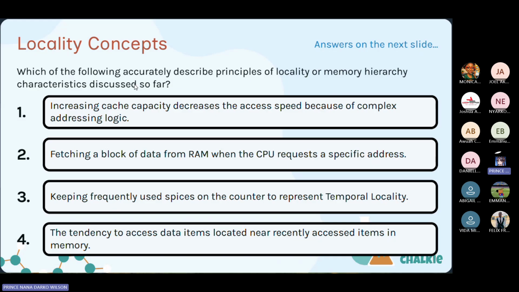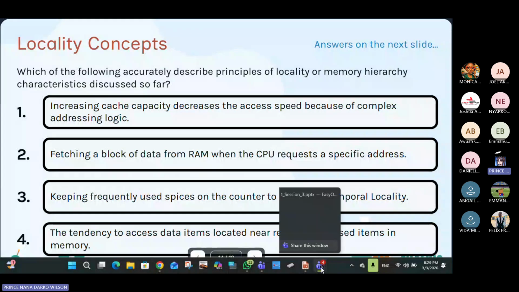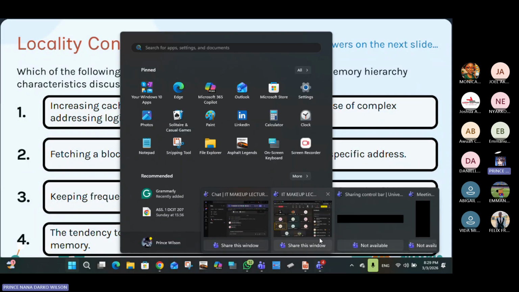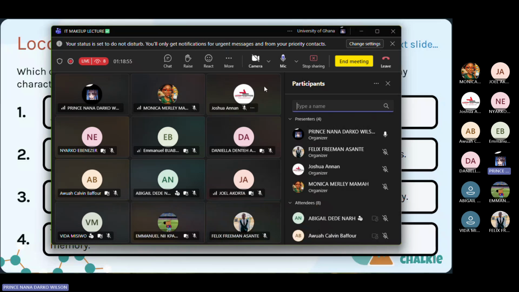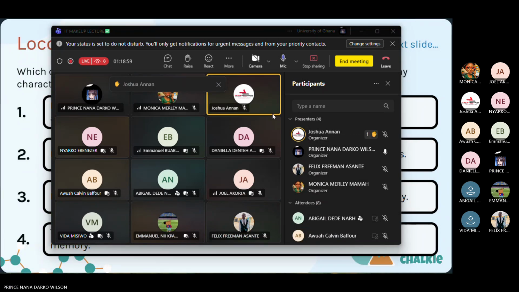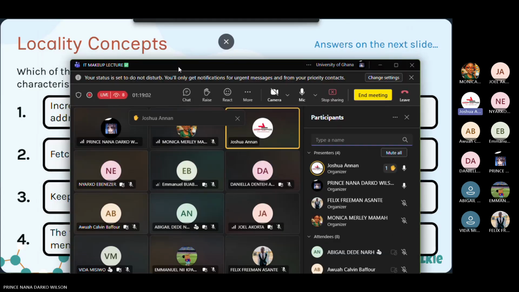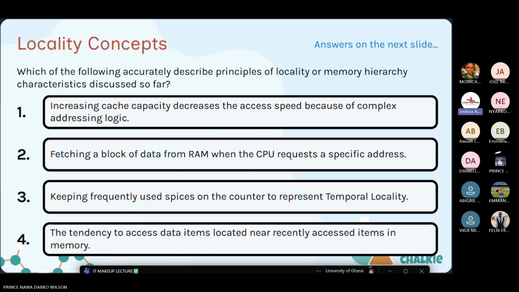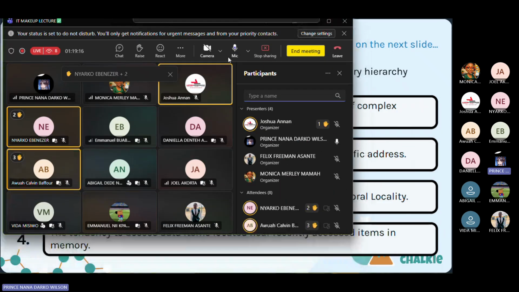Let's point out the ones that are true and the ones that are not. So you help me fish them out, okay? Because I'm at a loss just as you are. Raise hands. Yes, Mr. Joshua, which of them do you believe is true? I'll go for number 4, the tendency to access data items located near recently accessed items in memory. Okay, Mr. Joshua chooses option 4.